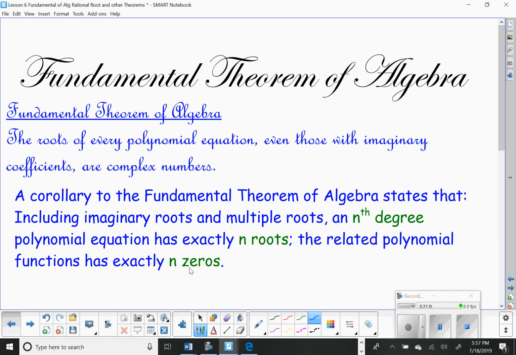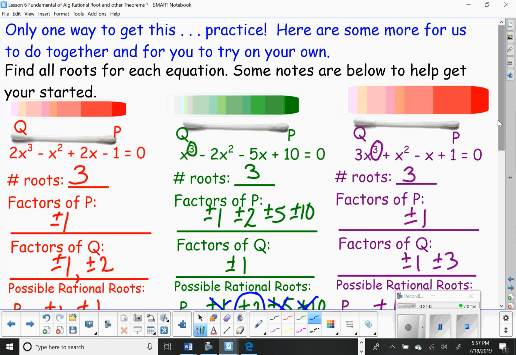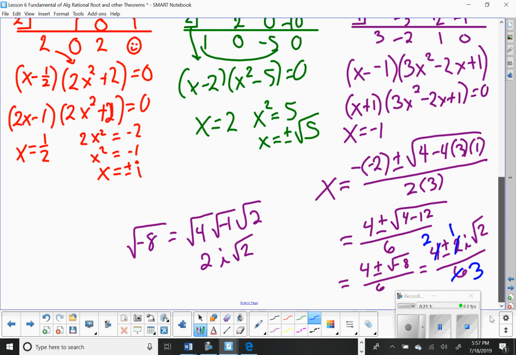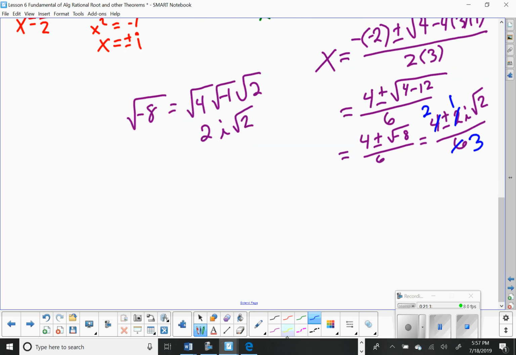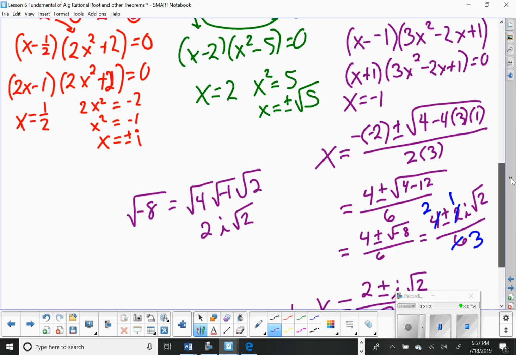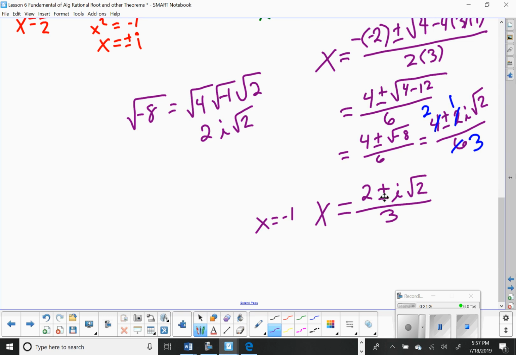Not so quick. So your final answer here, whoopee, all the way down here, let me extend my page, is going to be x will equal 2 plus or minus i square root of 2 all over 3. And then we also have the x equals negative 1 that we found in the very beginning. So we have 1, 2, 3 solutions.